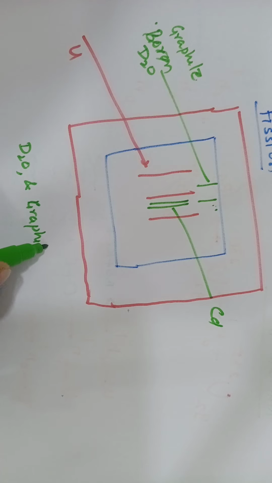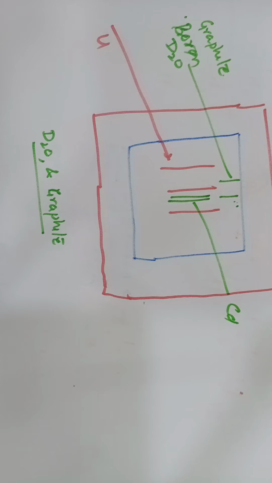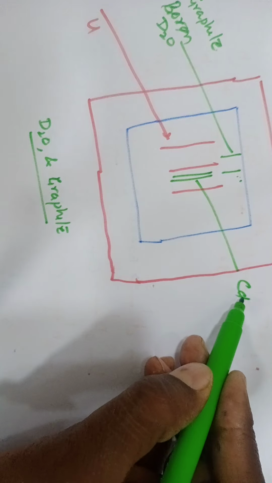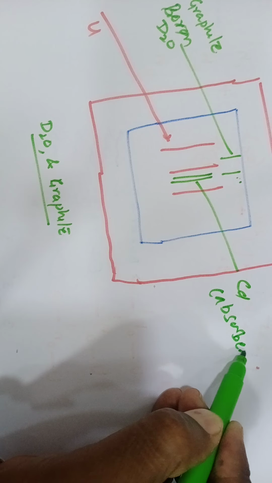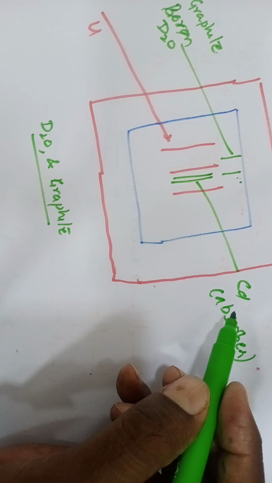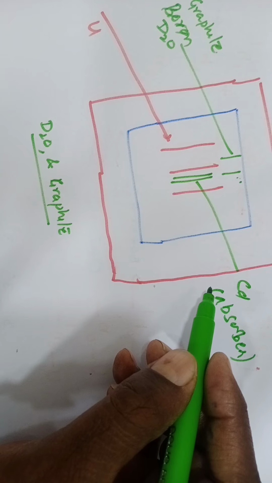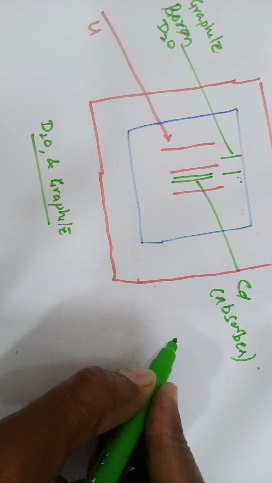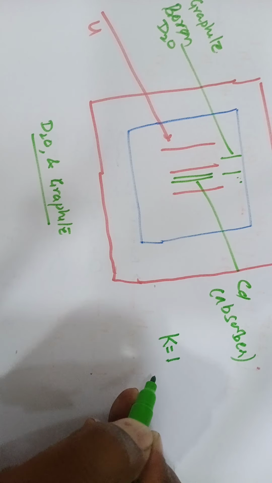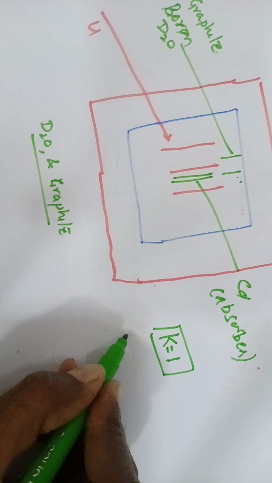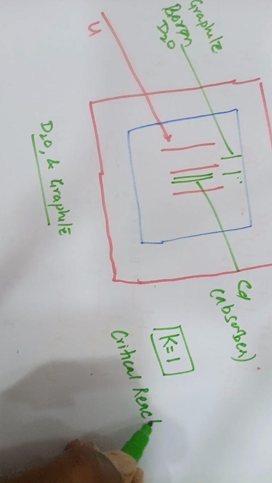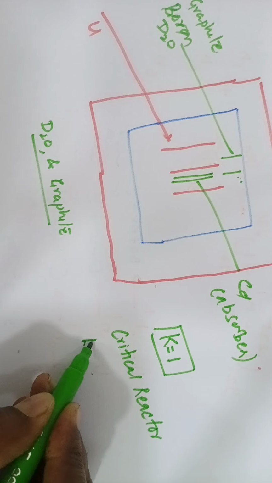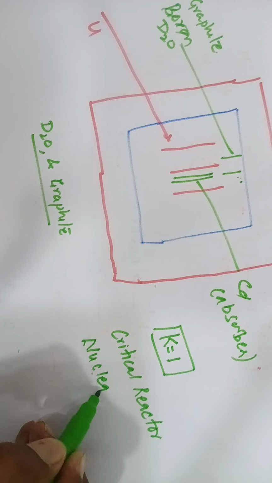D2O and graphite have the same work. They slow down the neutrons. Then out of 3 neutrons, if 2 neutrons are absorbed by the absorber, then only 1 neutron will be left, and energy will be emitted in a controlled manner, and that is called the critical reactor. A critical reactor is that reactor which converts nuclear energy into electrical energy.